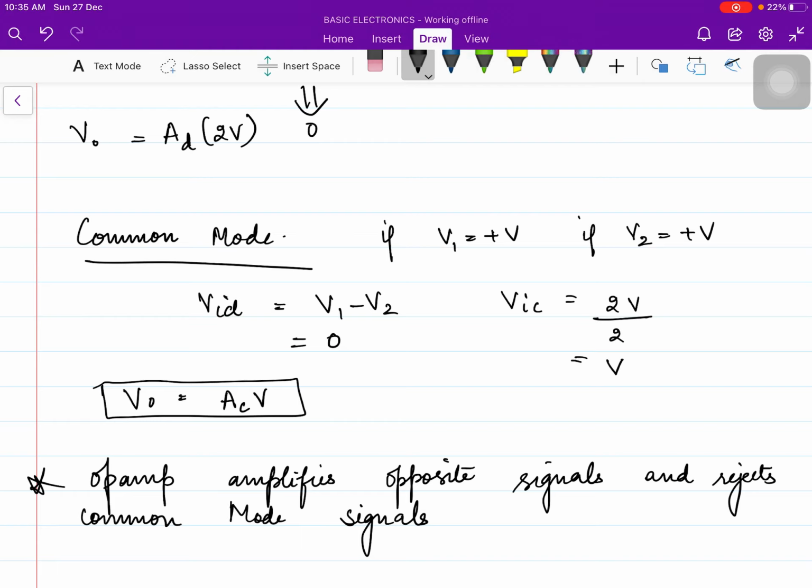So in the next lecture we will see, we have already seen that the op-amp has the tendency to reject the common signals. So we will see the common mode rejection ratio topic in the next video.